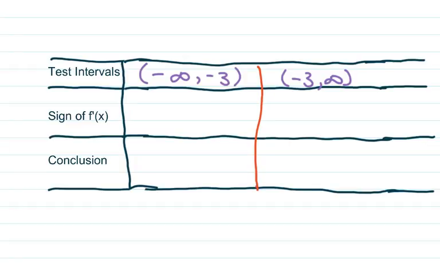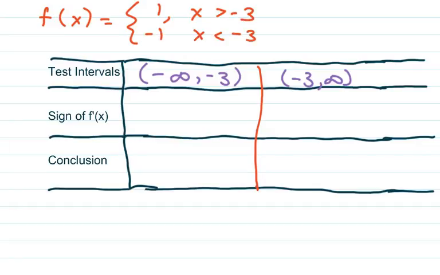Alright? And our derivative, f prime of x, equals 1 and negative 1. So for numbers less than negative 3, we get negative 1, so the sign of our derivative is negative. And for numbers bigger than negative 3, it is 1, so that means our derivative is positive.